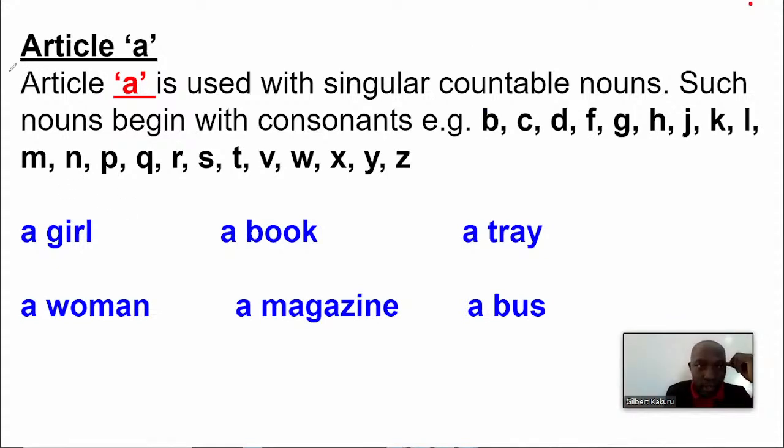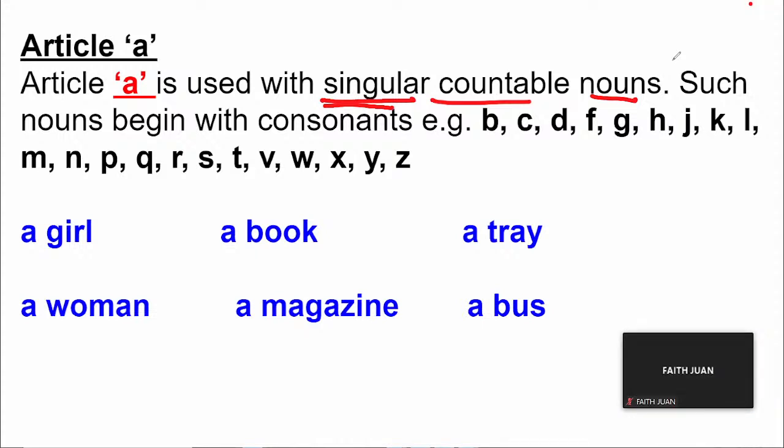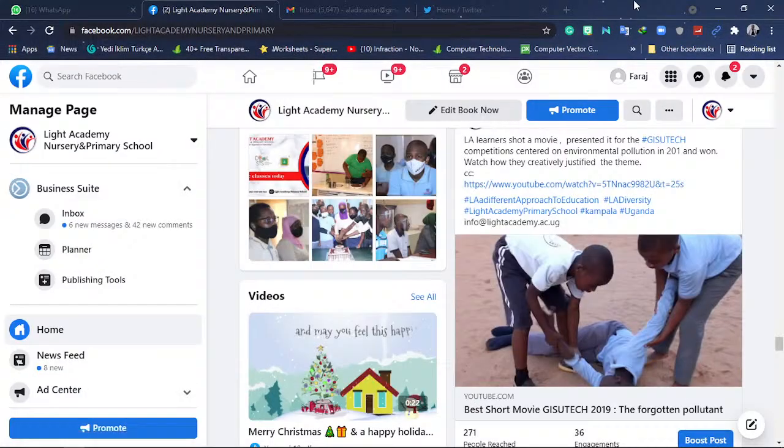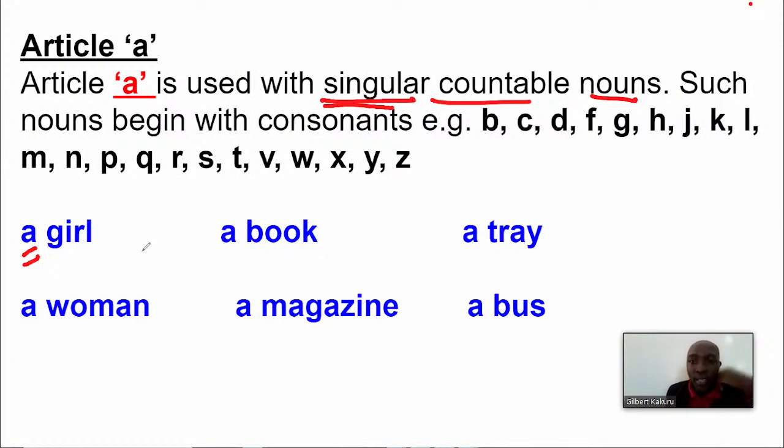Then he has said that article A is used with singular countable nouns. All these articles, a and an, we use them when we are dealing with singular countable nouns. Yes, what you can count like 1, 2, 3, 4. One goat, one book, one gun, two men, like that. Those ones are countable. But if it is one, that's when we use these articles. Then we have said these ones are consonants, but we're going to look at exceptions.